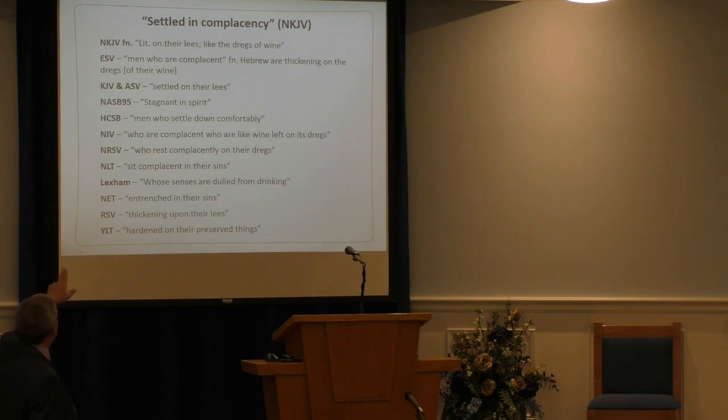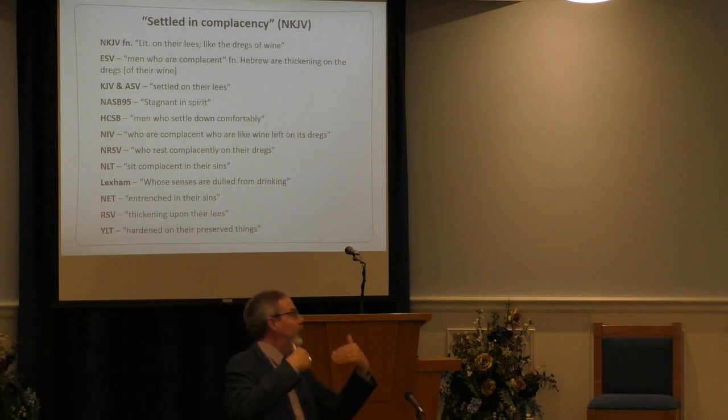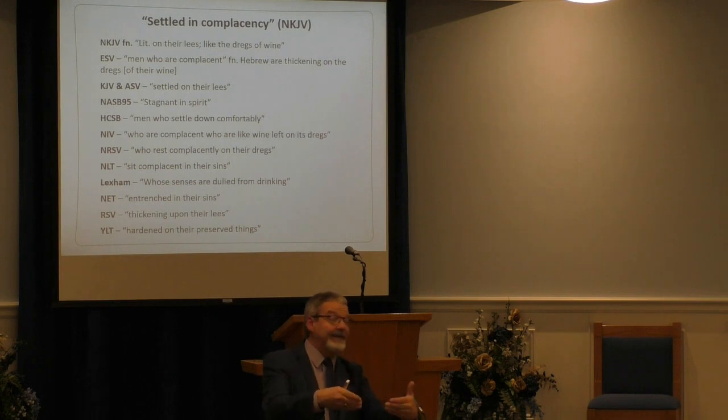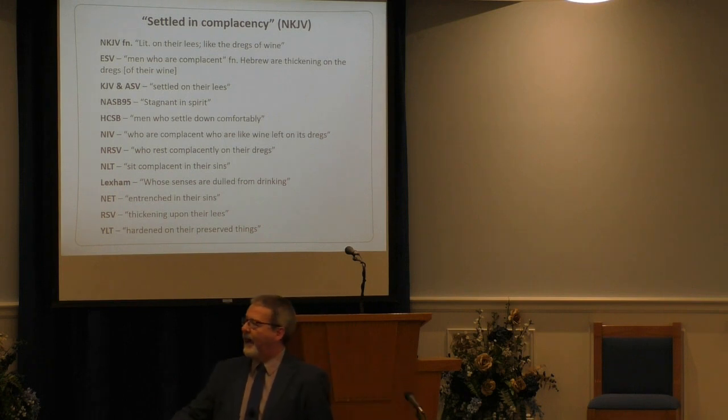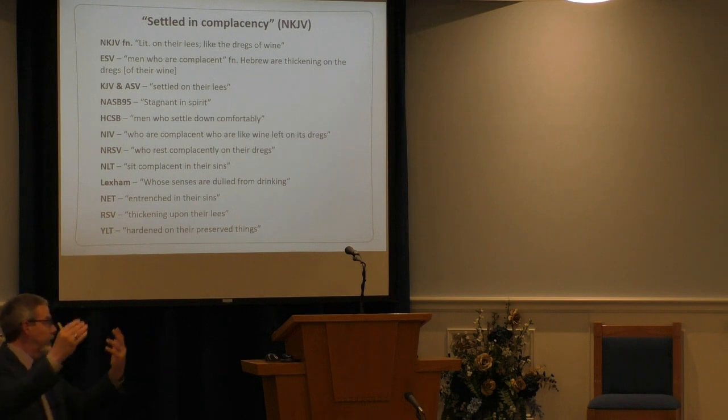A footnote says, literally, on their leaves like dregs of wine. Now that may not help my understanding, but when I look at what lees means and dregs of wine, I'm beginning to get a concept of what's going on. Maybe my footnote is more difficult to understand than the rendering of the text, but it may enhance my understanding when I research that, when I understand what lees is. It has to do with the settlement at the bottom of the fermented wine. That's what it's talking about. The things which settle at the bottom, and not the liquor on the top, but the settlement at the bottom.